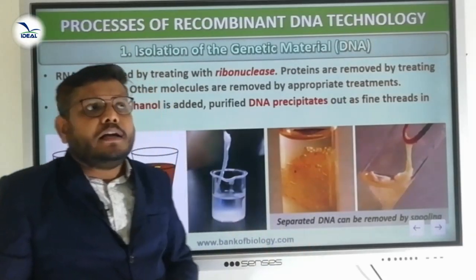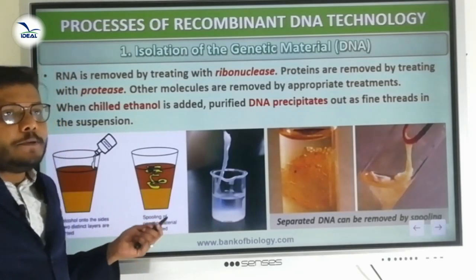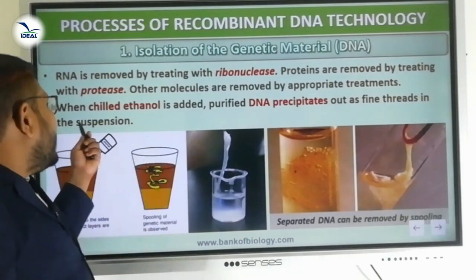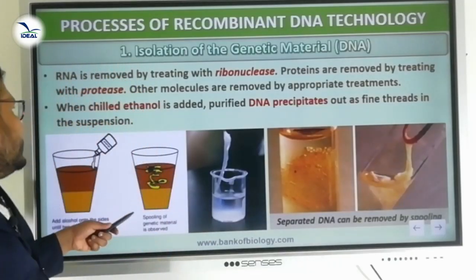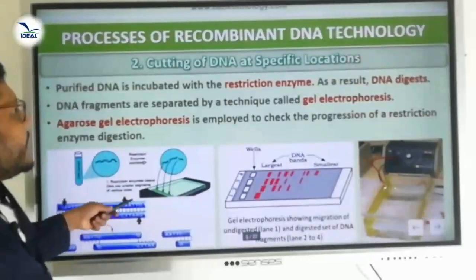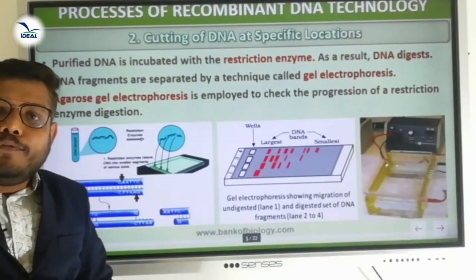After several treatments, the purified DNA is precipitated by adding ethanol. When chilled ethanol is added, purified DNA precipitates out as fine thread in the suspension. That is the way we can prepare the purest form of DNA.